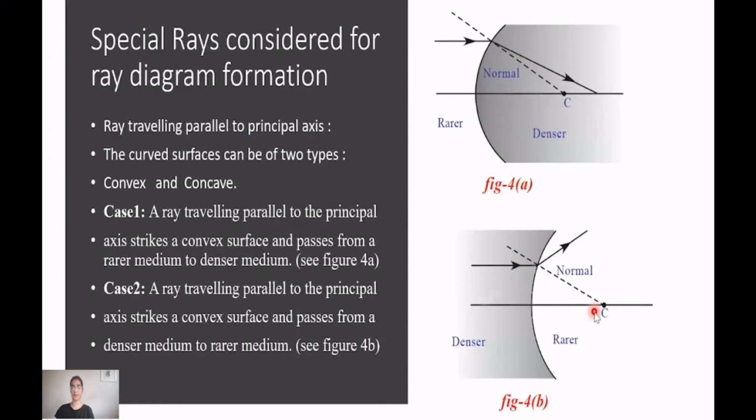These were the two cases where the ray was incident on a convex type surface. It was an outward curved surface where the two media were interacting with each other, rarer and denser mediums.